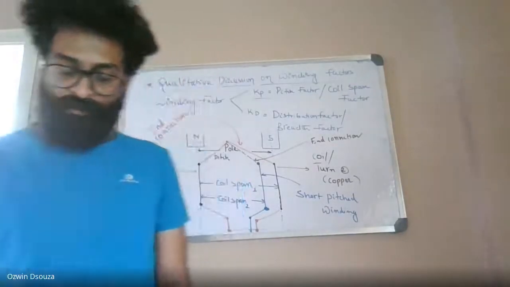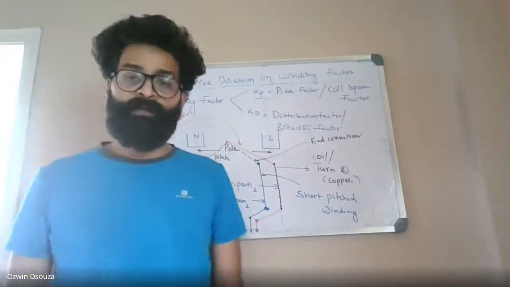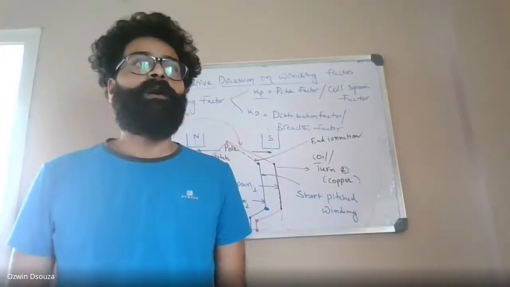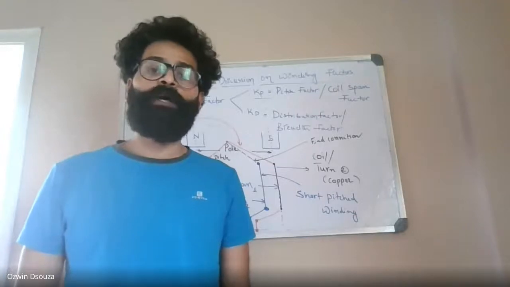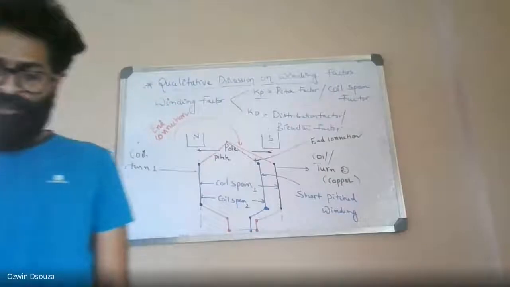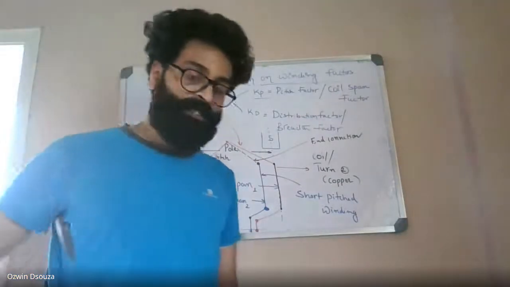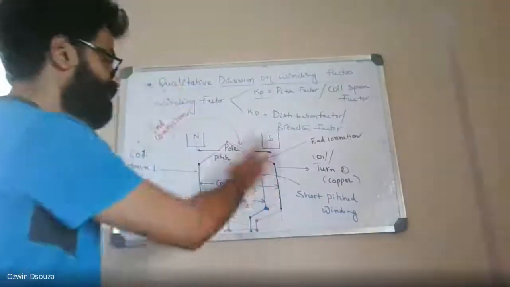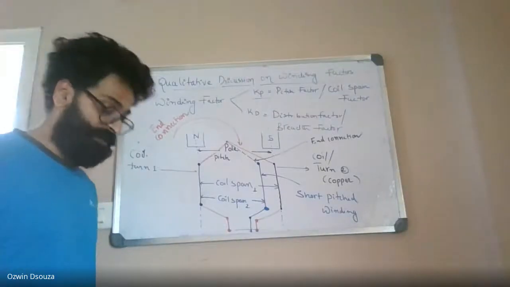So in order to save copper in the end connection, instead of a full pitched winding, a short pitched winding is used in case of a practical machine. So that is the first advantage of the short pitched winding.